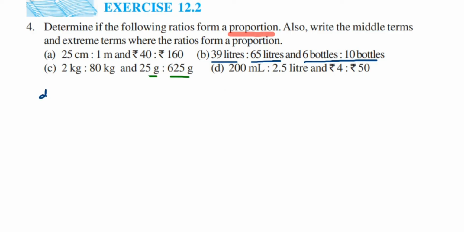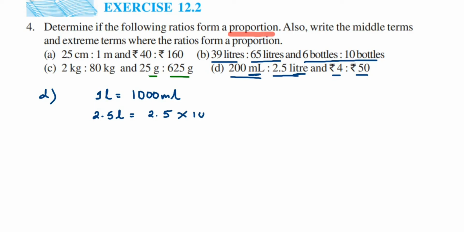So the last one we have is 200 milliliter is to 2.5 liter, and rupees 4 and rupees 50. The second ratio is in the same units, but the first one is in milliliter and liter. So I'm going to convert everything into milliliter. We know that 1 liter is equal to 1000 milliliters. So here you have 2.5 liters. When you convert this, you have to multiply. You're converting a higher unit to a smaller unit, so multiply with 1000. So this will become 2500 milliliters.